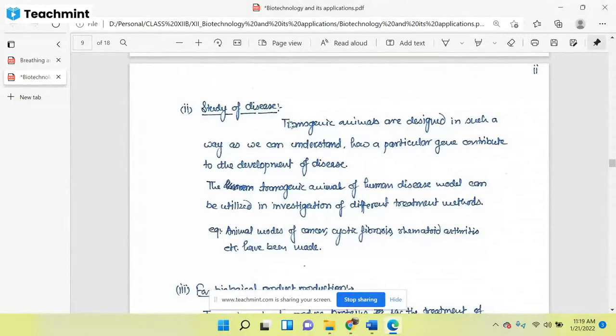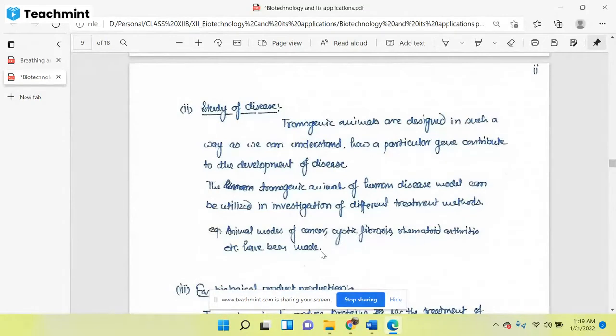So here we will see transgenic animals are designed in such a way that we can understand how a particular gene contributes to the development of disease. The transgenic animal of the human disease model can be utilized in investigation of different treatment methods. For example, animal models of cancer, cystic fibrosis, rheumatoid arthritis, etc. have been made.